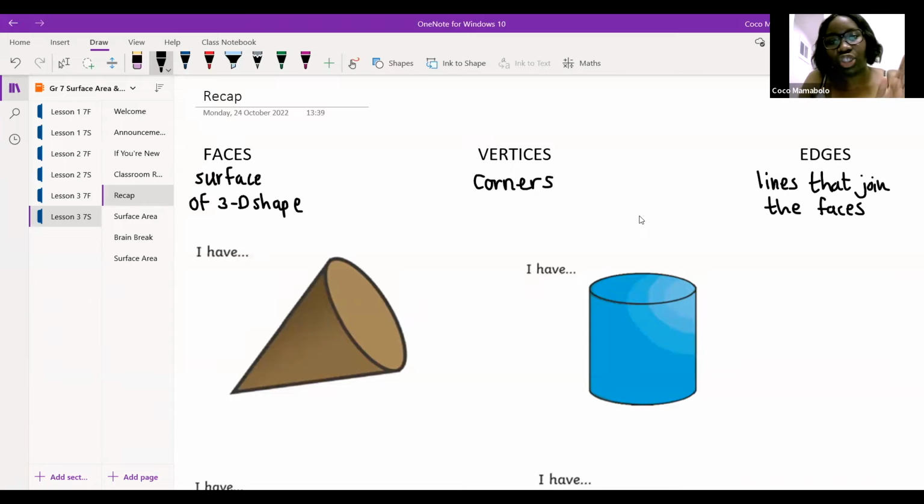So if I have an edge, like think about if I have a cube, right? If this over here is my edge, that edge joins this face to that face. You see it? Yes, ma'am. Okay, excellent. So my edges are the lines that join my faces together. All right, okay. Okay, everyone.